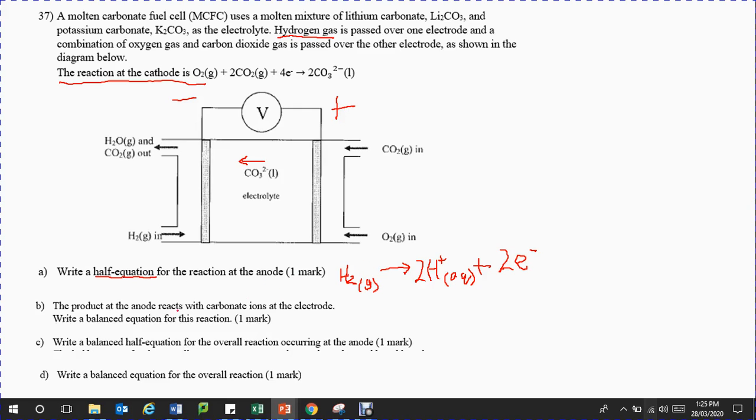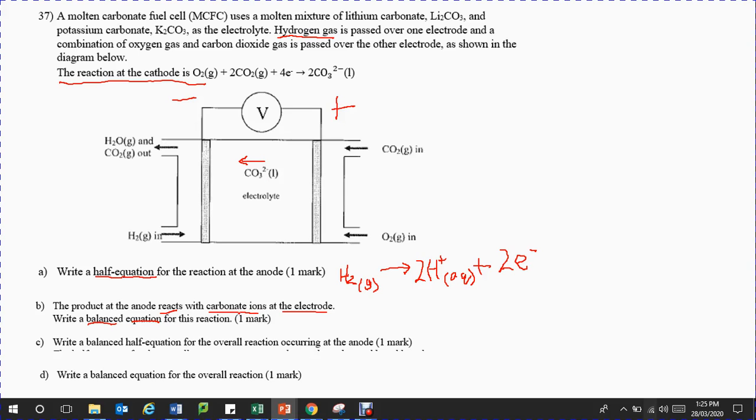The next part says the product at the anode, so that's my hydrogen ions, reacts with carbonate ions at the electrode. I've seen that in the diagram. So I've got my carbonate ions, they're negatively charged, it's an anion. They're going to move towards the anode. So it says write a balanced equation for this reaction.